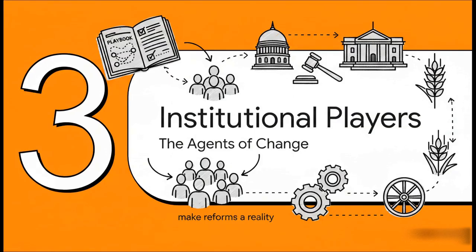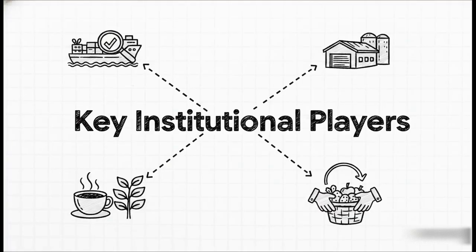But a playbook is just a piece of paper without a team to actually run the place. So let's take a look at the key institutions that were tasked with making all these reforms a reality. Who were the agents of change on the ground? So you had this whole cast of characters, right? You had bodies like APEDA that were laser-focused on exports, and infrastructure giants like the Central Warehousing Corporation handling storage. You had groups focused on domestic quality, and then you had others like the Coffee Board that had to completely reinvent themselves in this new world.